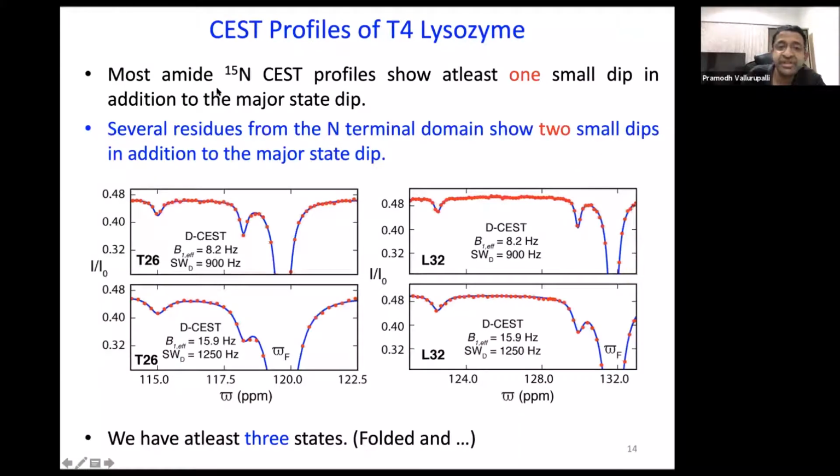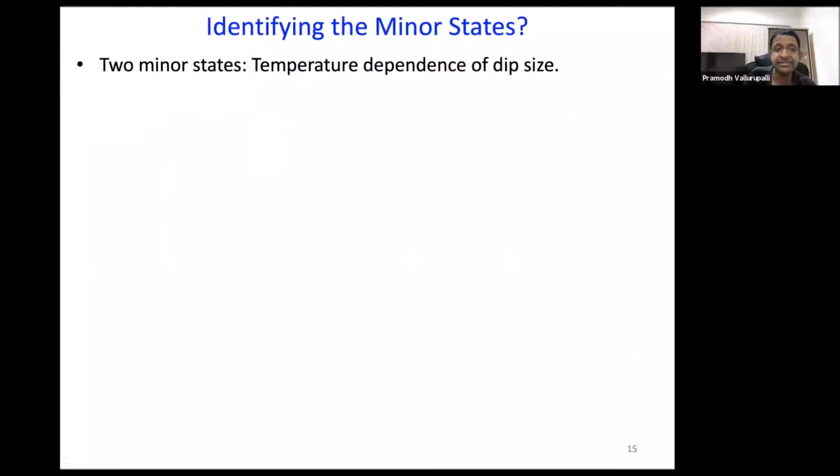And so when we went ahead and recorded 15N backbone CEST profiles, we saw that almost every peak showed at least one small dip in addition to the major state dip. And for several residues in the N-terminal domain, we saw 2 dips. That is illustrated here for threonine 26, where we have the major state dip and 2 minor state dips, and so on for leucine 32. So this told us that we have at least 3 states, the folded and some other states.